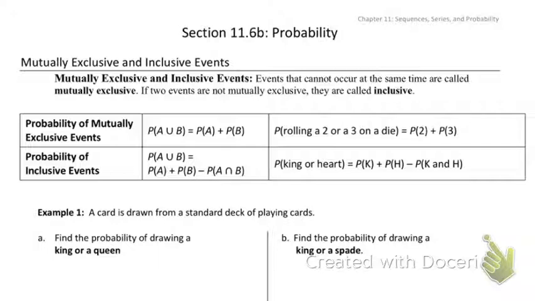Now let's talk about this. So mutually exclusive and inclusive events. These are events that cannot occur at the same time are called mutually exclusive. If two events are not mutually exclusive, then they're called inclusive. So let's start with mutually exclusive events.